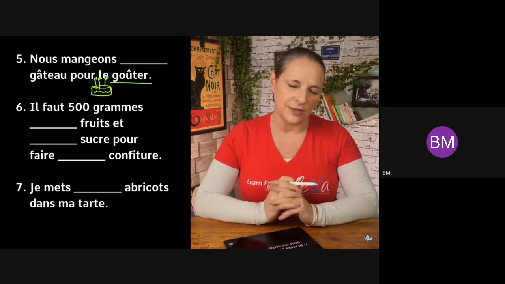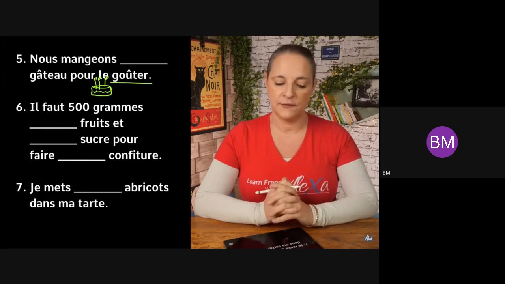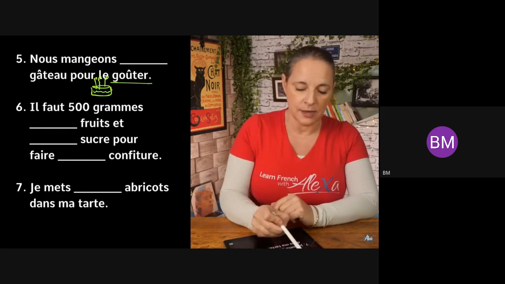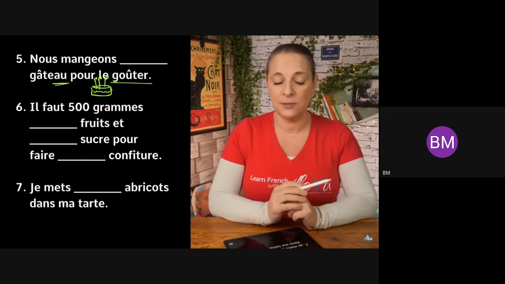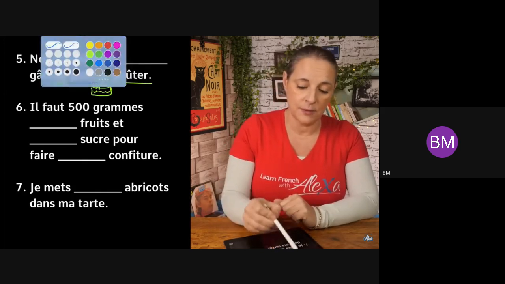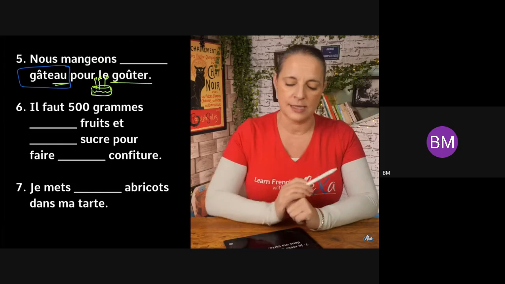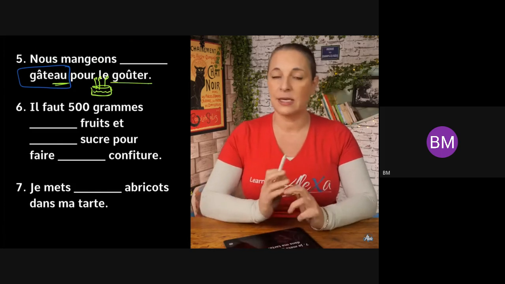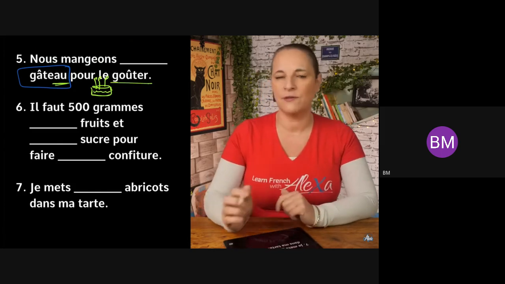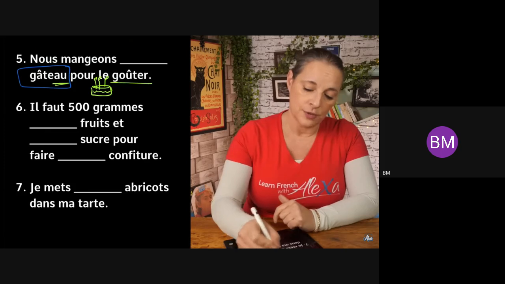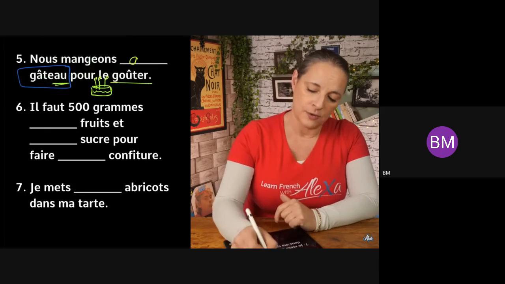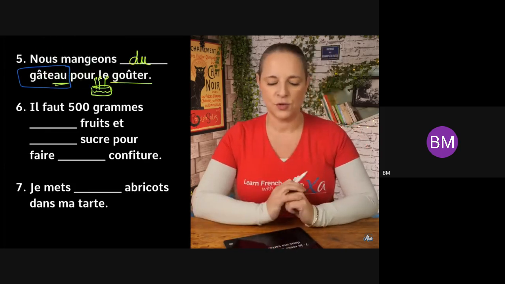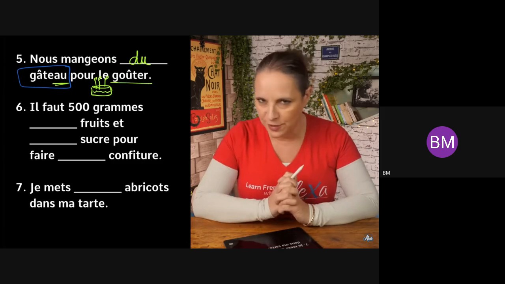Now, gâteau. What's the gender of gâteau? Is it feminine, masculine? Well, here it doesn't have an E, so maybe it is likely to be masculine. So I'm going to put the gender masculine. Knowing that it is masculine and not plural and it doesn't begin with a vowel or an H, we put the partitive article du. Nous mangeons du gâteau pour le goûter.